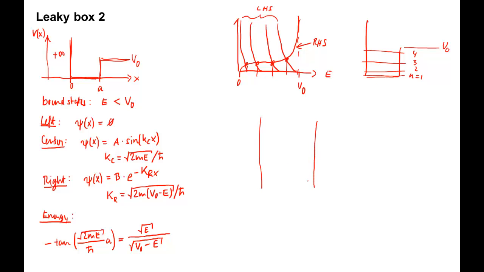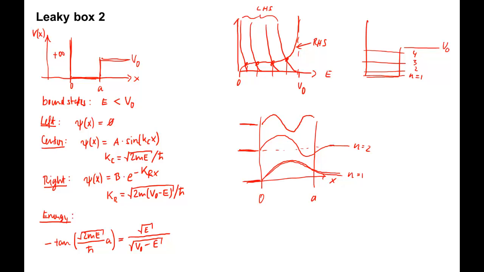How do the wave functions look like? Let's sketch them. Here's the ground state wave function. 0 out here, almost half a wave within the box, and then a decaying exponential outside in the right region. This is for n equals 1. For n equals 2, we get almost 2 half waves and a decaying exponential on the right-hand side. n equals 2. For n equals 3, we get almost 3 half waves, followed on the right-hand side by a decaying exponential again.